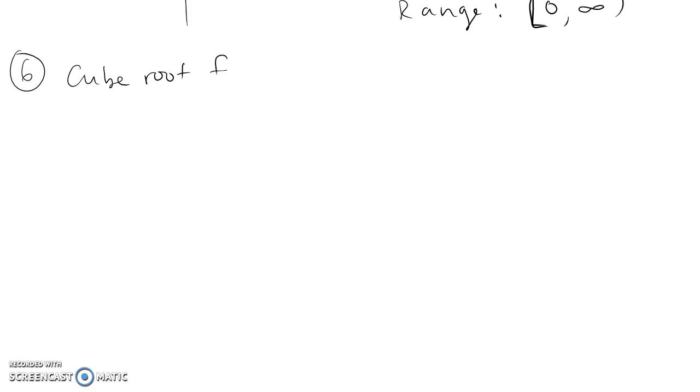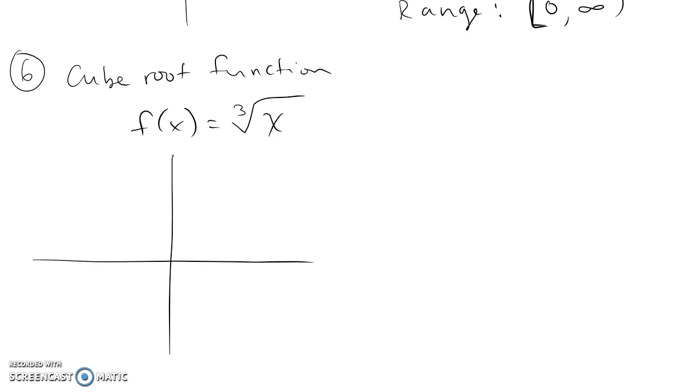The sixth and final, no, that's not true. There are 8. The sixth function that you need to know is called the cube root function. Its equation is f of x equals the cube root of x. Similar to the cubic, but this time we're going to be taking the cube root of our inputs. The cube root of 0 is 0. The cube root of 1 is 1. The cube root of negative 1 is negative 1.